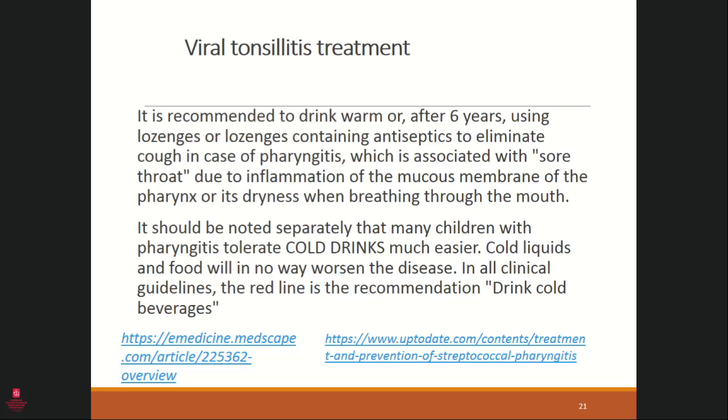that many children with pharyngitis tolerate cold drinks much easier. Cold liquids and food will in no way worsen the disease. In all clinical guidelines, the red line is the recommendation: drink cold beverages.